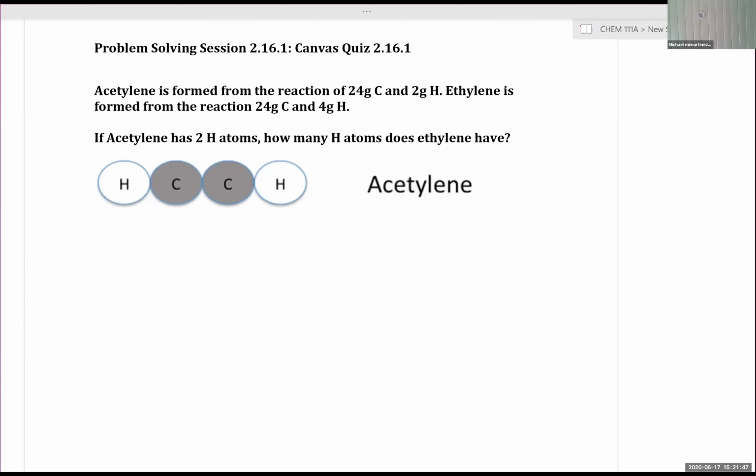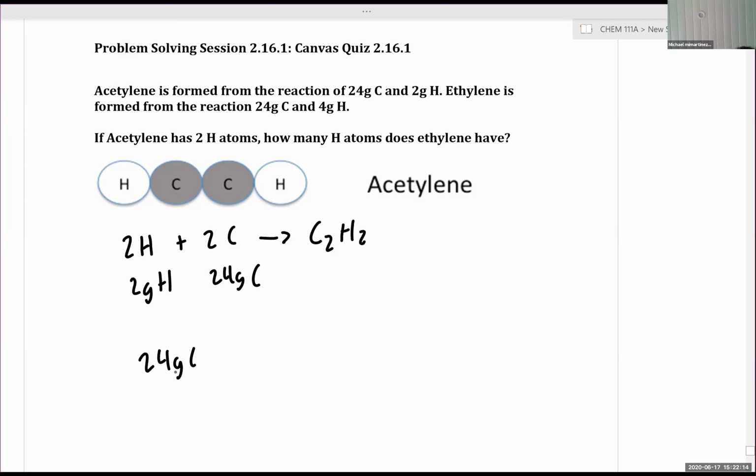So let's discuss this example now. For acetylene, we have 2 hydrogen atoms plus 2 carbon atoms, leading to C2H2. This requires 2 grams of hydrogen and 24 grams of carbon. For ethylene, let me write this so it's a little more symmetrical: we have 4 grams of hydrogen reacting with 24 grams of carbon to yield ethylene, which is C2H4.